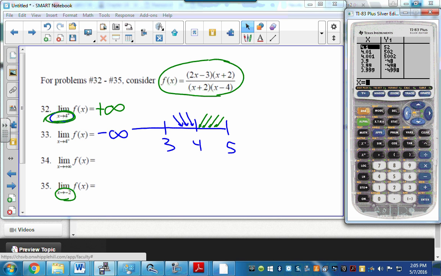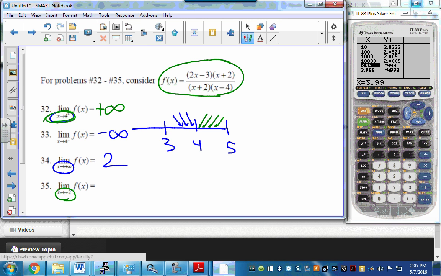Let's put in a big number like 10. If x is 10, y is 2.8. Suppose x is 100, I'm going up by factors of 10 here. y is 2.05. Suppose x is 1,000, so now we're way out to the right, and y is 2.005. I'll even go to 10,000, and now y is 2.0005. So it's pretty clear from the calculator that as x gets large, the function is getting close to 2. And we saw that as the horizontal asymptote.